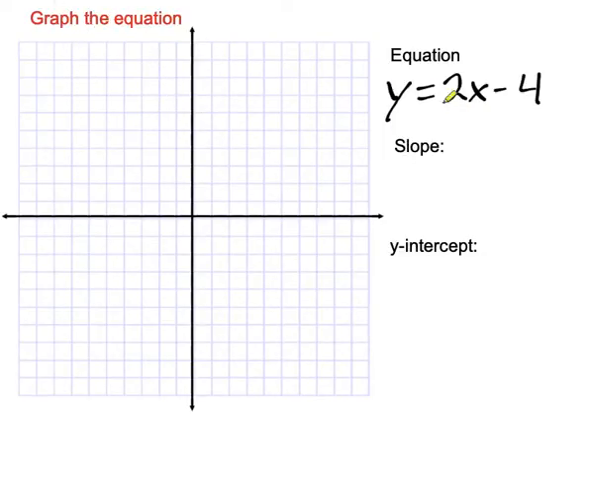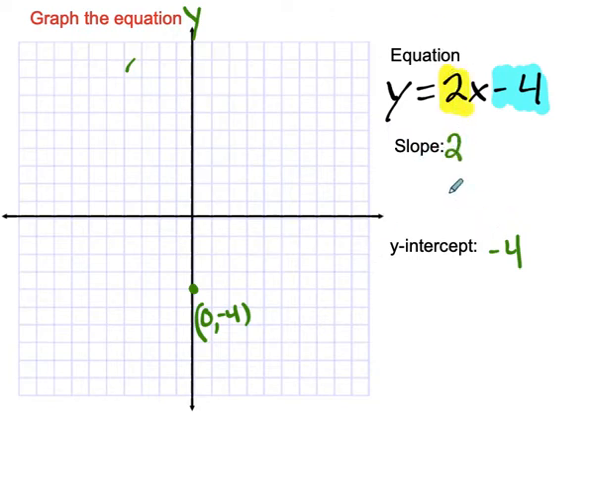Look at this equation, y equals 2x minus 4. Let's start talking about this minus 4. That is the y-intercept. What's that tell us? It tells us that this graph is going to cross the y-axis at 0, -4. Well, that right there is 0, -4. Okay. What else do we know? Well, I know the slope. It's 2.